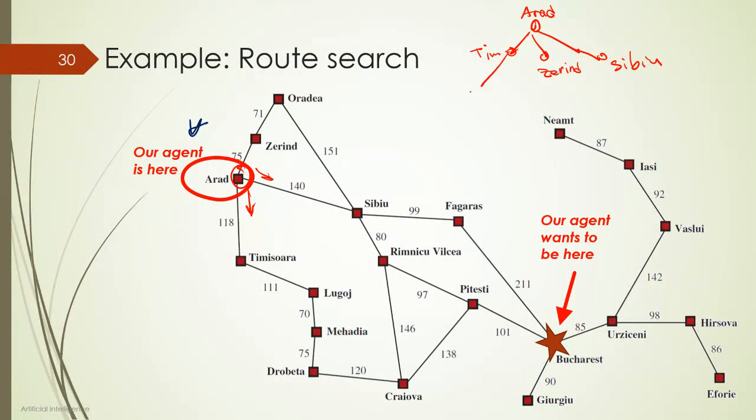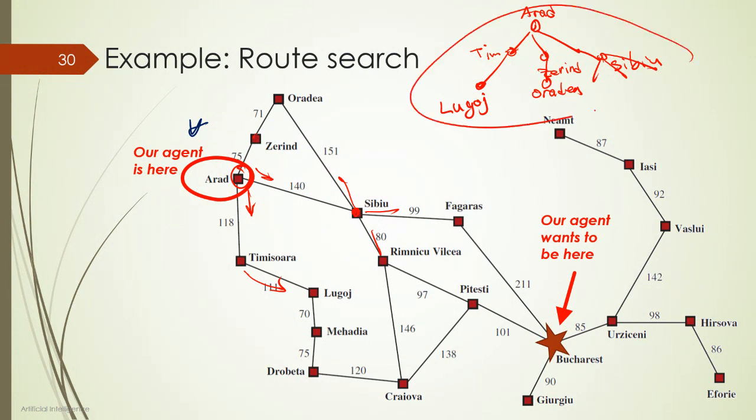At Timisoara, I have only one option, going here. At this one, I again have only one option, going to Oradea. And here I have three more options going to others. So we build up a tree, and search is defined over the tree.